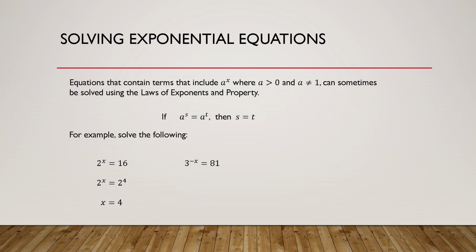3 to the negative x equals 81. 81 can be written as 3 to the 4th power. So 3 to the negative x equals 3 to the 4th, so x equals negative 4.